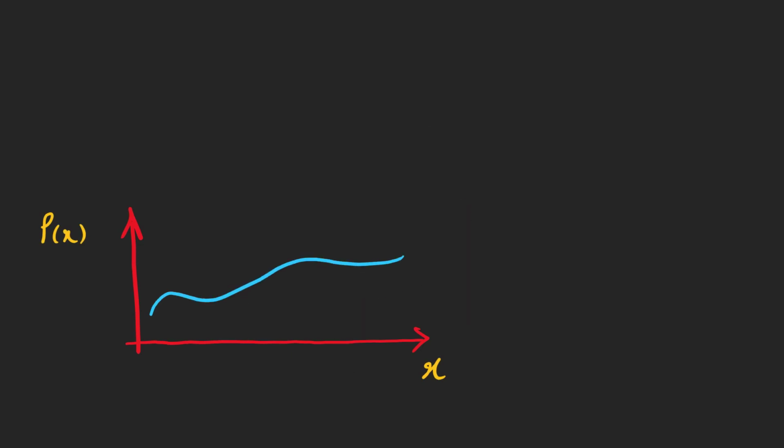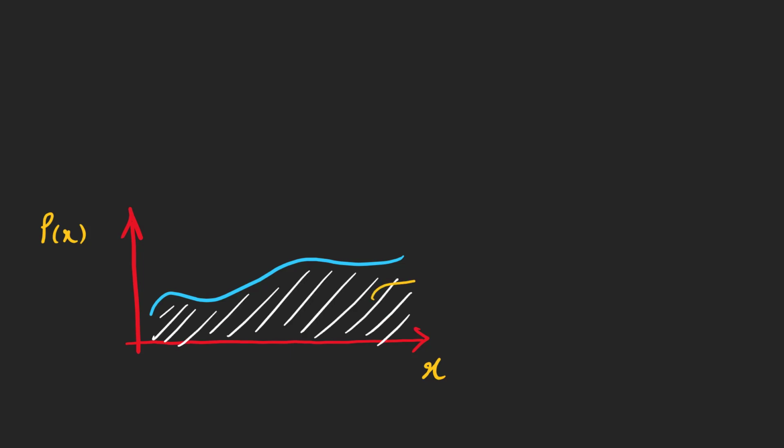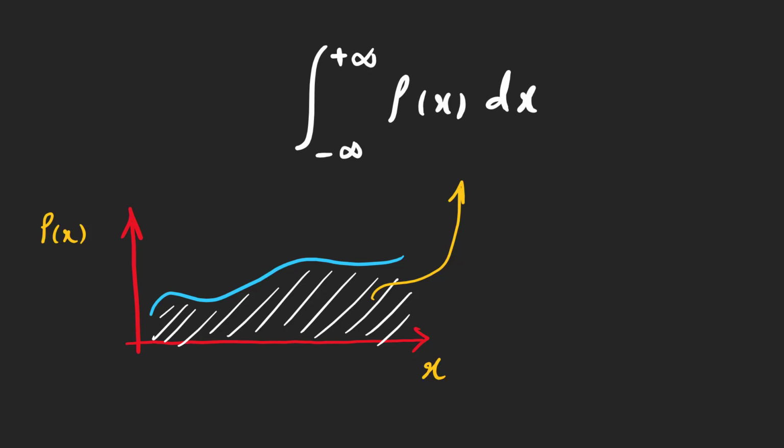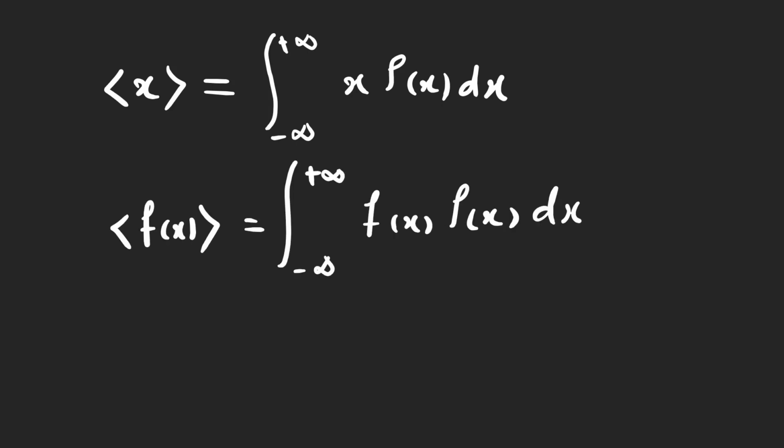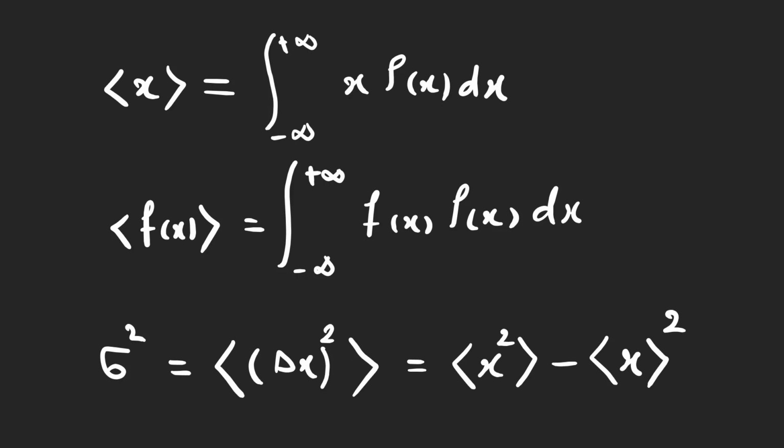We know the sum of all probabilities should yield 1, so this integral must equal 1, and the area under the graph is also 1. The average of x is given by this integral, and generally the average of any function of x by this one. Finally, for variance, we can use the same formula as in discrete variables, but instead of using I, we should use x.